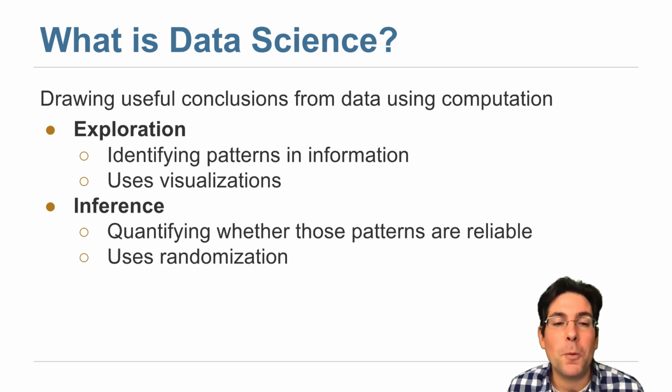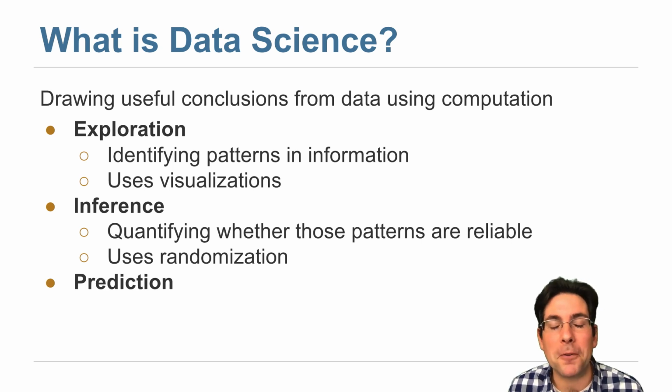The primary tool we have is randomization because by simulating random processes, we can see what kinds of patterns appear just by chance. And if the pattern we observe is not the kind of thing that could just appear by chance, then we can conclude that it's because of some robust or reliable pattern in the underlying phenomenon we want to study.